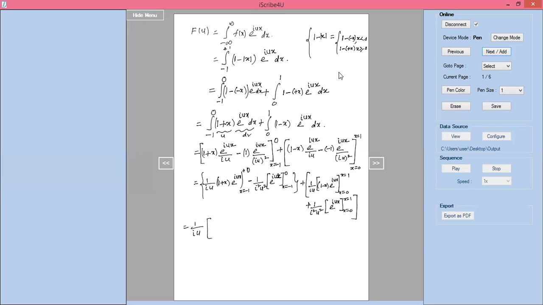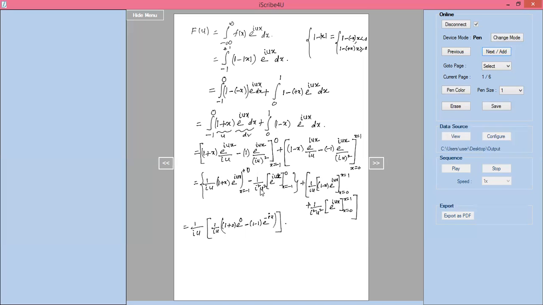If you apply the upper limit, what is that, 1 by iu into 1 plus 0 into e power 0. Next one should be minus of 1 minus 1 into e power minus iu. First term I have applied. For the second term, if I apply, second term should be which one? This one. 1 by i square is minus 1.